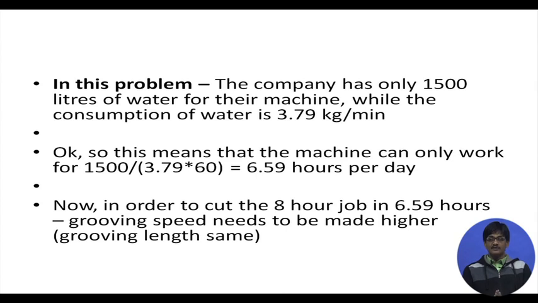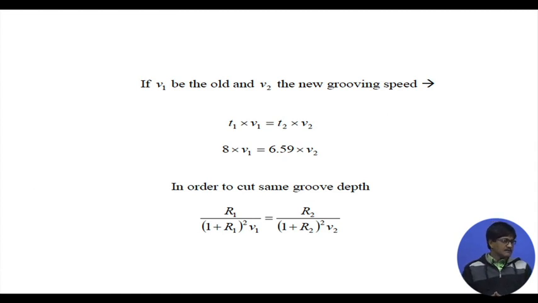We have a new velocity expression now, and we have a new grooving, and we have to maintain the same grooving depth. I hope you can read this. Suddenly it has become smaller font. So, if V1 be the old and V2 be the new grooving speed, in that case we can say T1 into V1, which means the length of groove is being made the same. You are cutting the same job, the length of groove is the same, and therefore, T1 into V1 is equal to T2 into V2.